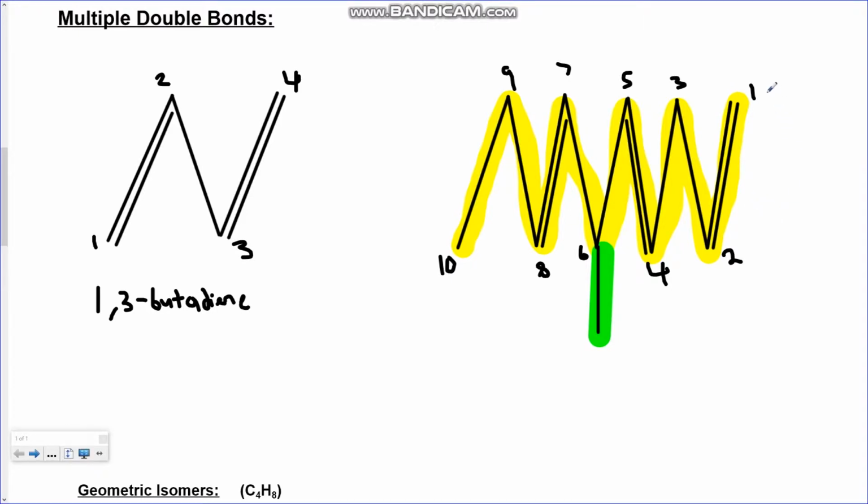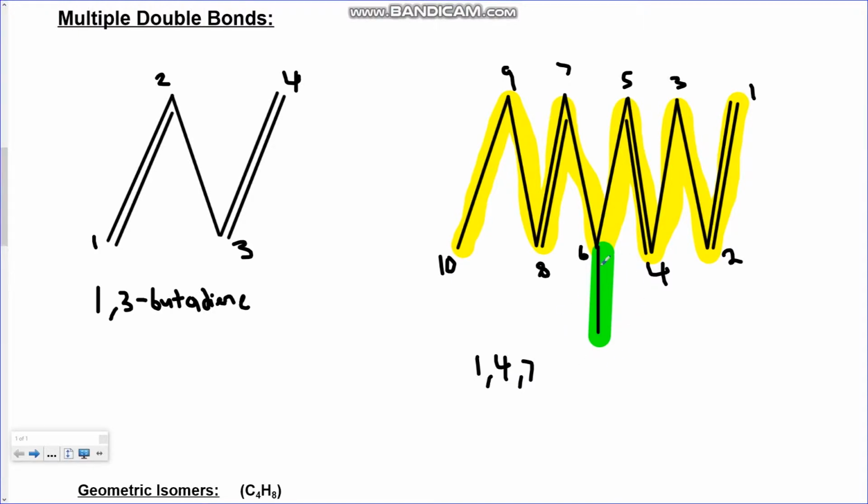Where are our double bonds located? So we have 1, and then we have 4, and then we have 7. Remember, there's a comma between the numbers.